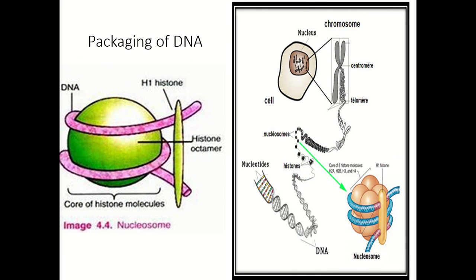This diagram is figure 4.4, which is given in your NCERT book. It is showing the packaging of DNA. H1 histone is there, then DNA is wrapped around the histone octamer. The core of the histone molecule is shown over here. Actually, a cell contains a nucleus, and the nucleus contains the chromosomes. And this chromosome has this chromatin material, which is showing these nucleosome structures.